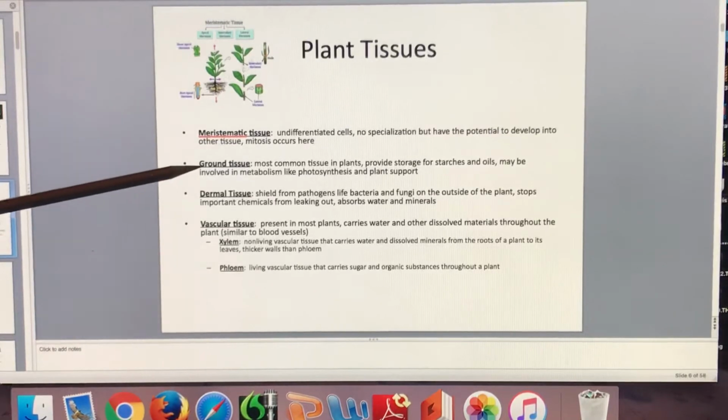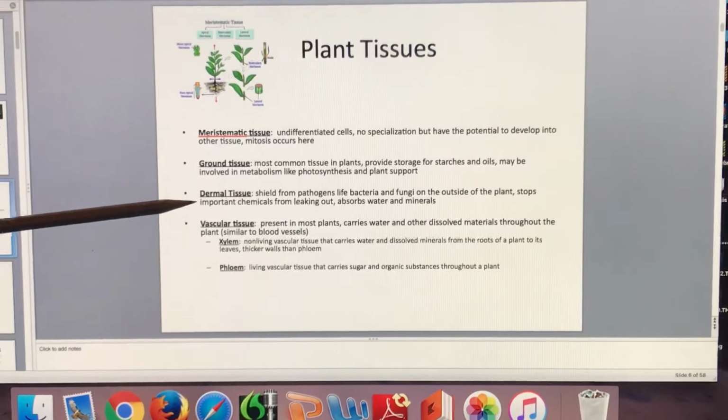Then you have what's called the ground tissue. It's the most common tissue in plants. It provides storage for starches and oils and may be involved in metabolism like photosynthesis and also in plant support. Then you have the dermal tissue. It shields the plant from pathogens like bacteria or fungi on the outside of a plant. It stops chemicals that are important for staying inside the plant from leaking out, and it also helps absorb water and minerals.